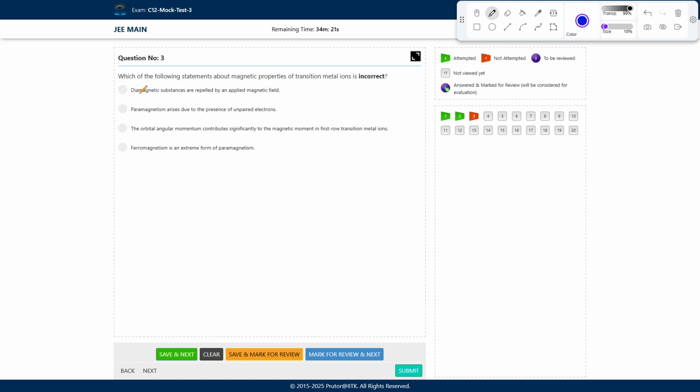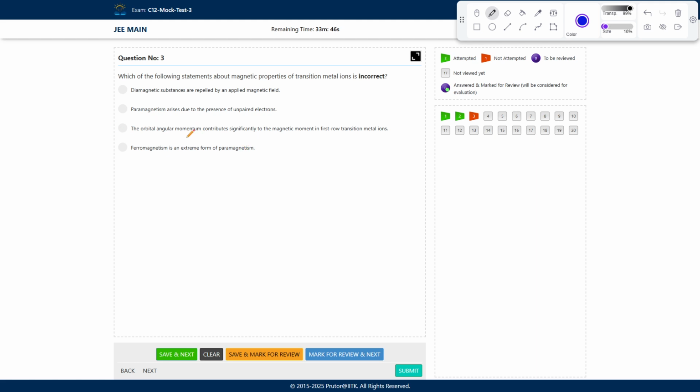In the applied magnetic field, a diamagnetic substance is actually repelled from it. Okay. The second statement is also correct, because paramagnetism arises due to the presence of unpaired electrons in the particular element. If an unpaired electron is present, that means it is going to show paramagnetic behavior. Now, if you see the fourth statement, that ferromagnetism is the extreme form of paramagnetism, according to the definition of ferromagnetism, this option is also going to be correct, because ferromagnetism is actually an extreme form of paramagnetism.